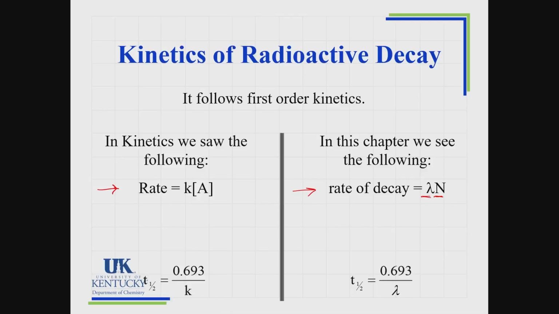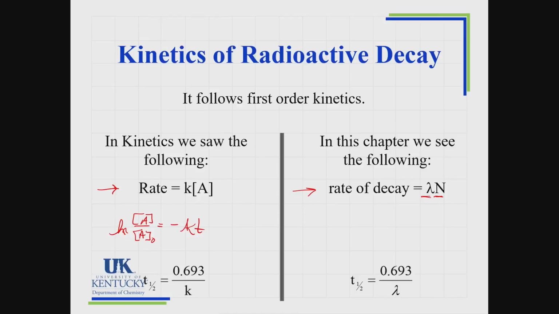Down at the bottom, we see the half-life equation. They look very, very similar. It is the natural log of 2, which is 0.693, divided by its rate constant. We use a k when it was chemical kinetics. We use the lambda here. What is missing in the middle there is our integrated rate law. And as a reminder of what it looked like in our kinetics chapter, it's the natural log of A concentration over the initial concentration, which is equal to minus k times time. That was the integrated rate law for our first order kinetics.